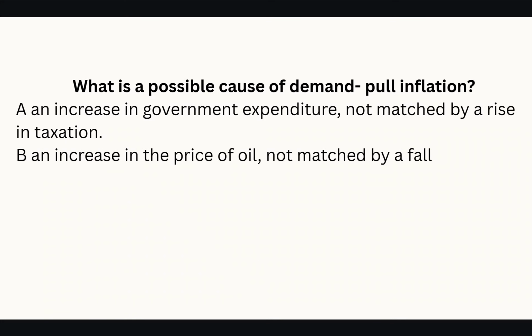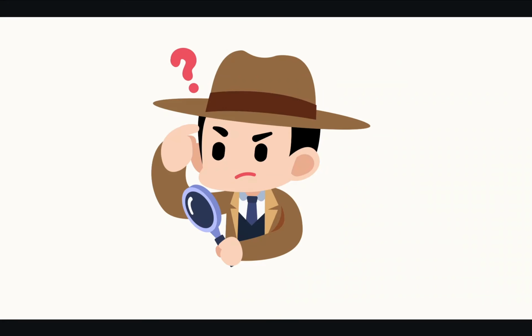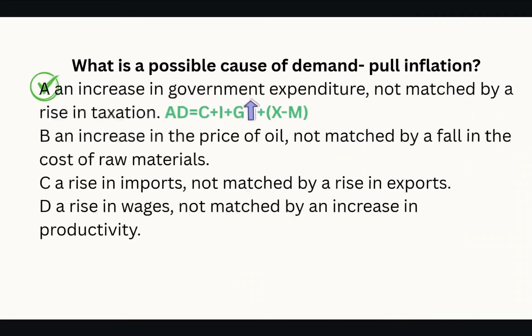Our second multiple choice question, what is a possible cause of demand pull inflation? Let's look at our options. A, an increase in government expenditure not matched by a rise in taxation. B, an increase in the price of oil not matched by a fall in the cost of raw materials. C, a rise in imports not matched by a rise in exports. And D, a rise in wages not matched by an increase in productivity. Time to think. What is the answer? The answer is A. How did I get to A?